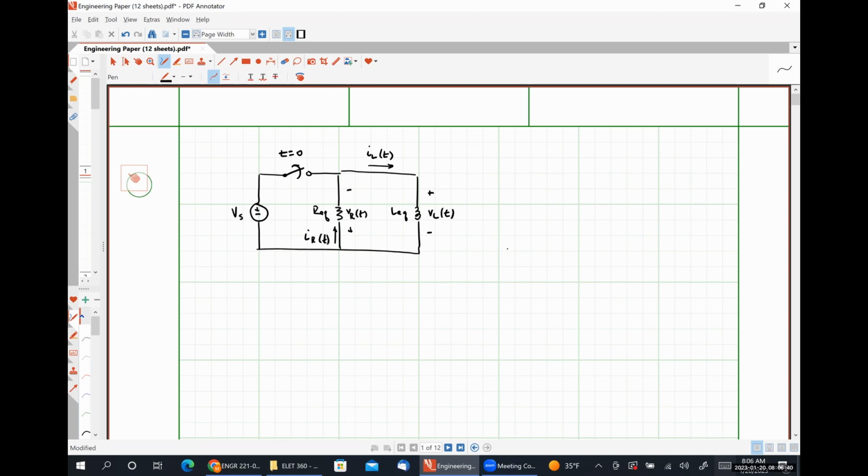So we found that all of these quantities will be of the form y of 0 plus times e to the minus REQ over LEQ, sorry, that looks like LEG, times t for t greater than or equal to 0 plus.